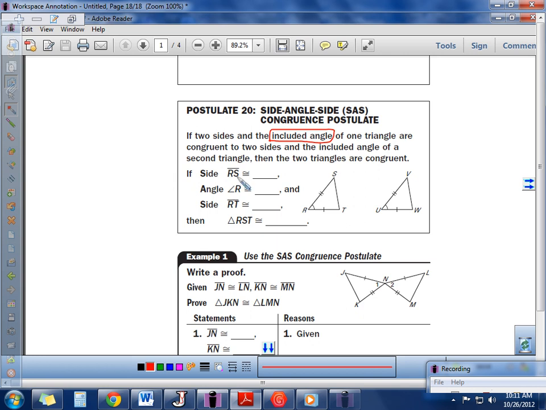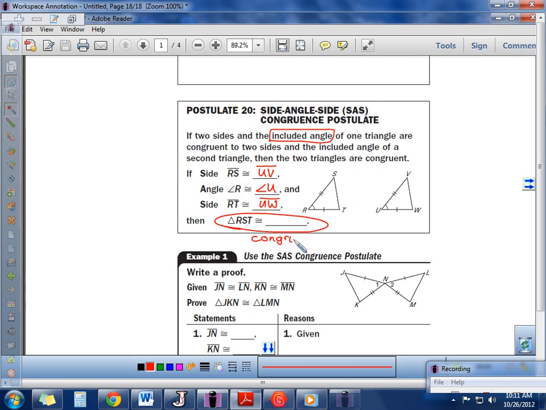What does RS match with? UV. You should be getting fast at this. Angle R matches with U, and RT matches with UW. You should become very quick with that. You should also become very quick with these things. What are these things called right here? Write it out below it. You've got to know what that is called.